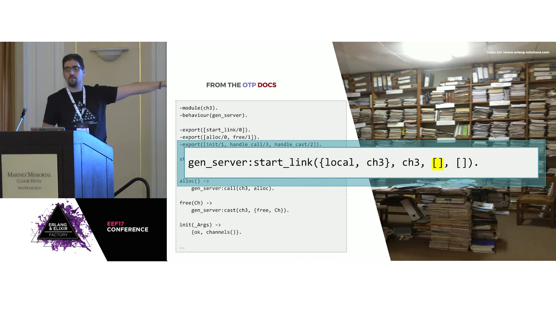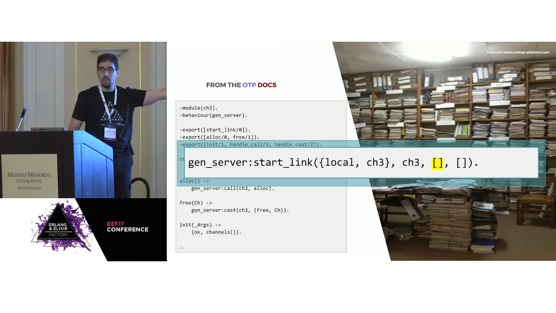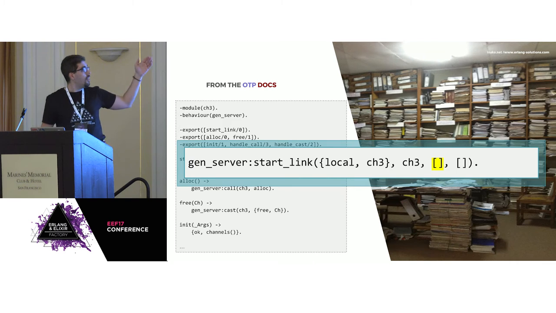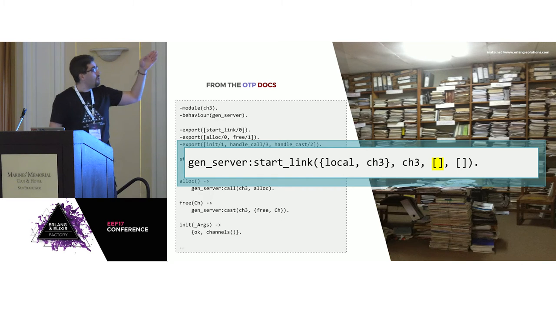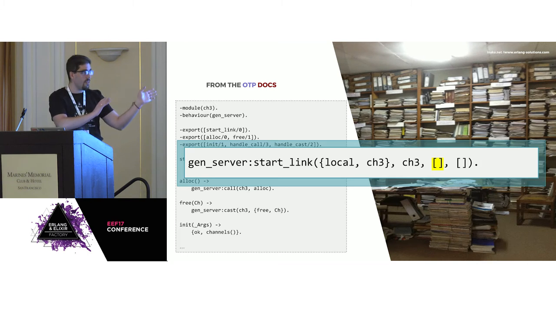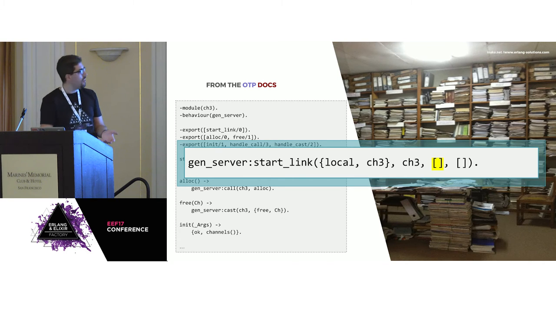The first part is easy. Local name. That's the name of the process. No problems with that. The second one is the module that implements the callbacks, in particular, this very same module. The last one, I don't care. Nobody cares. It's an empty list. Sometimes you put the debug option in it, but forget about it for now. But the third one is an empty list there, and the way that you express it is a list of arguments, right? Those arguments are going to the init function.